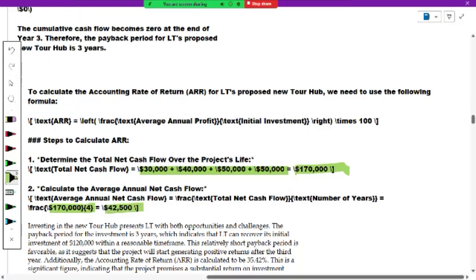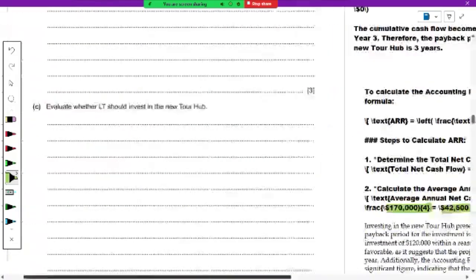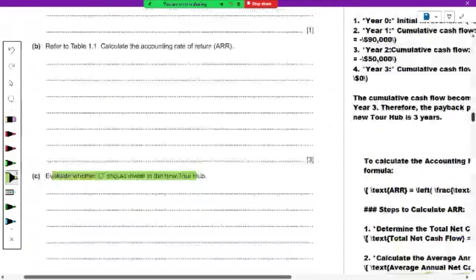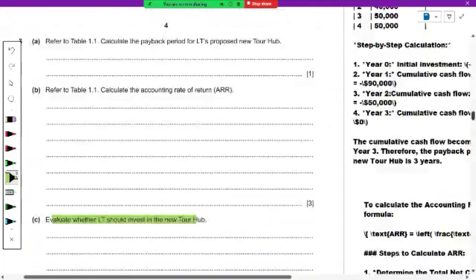Okay, so now let's see the other question. In the next question: evaluate whether LT should invest in the new tour hub or not. Just remember one thing, that we have to use the data of this part B and part A question. We have to use the data of both parts. Okay, so now let's see.